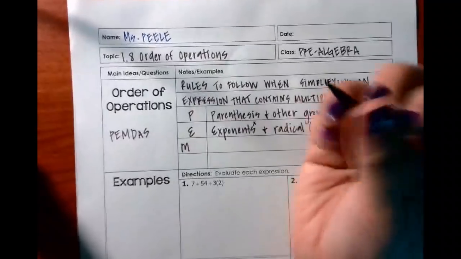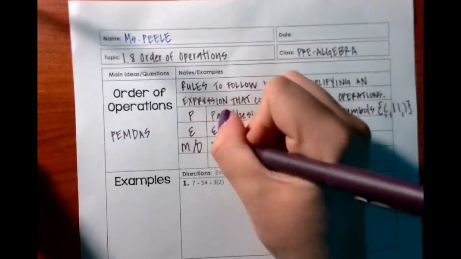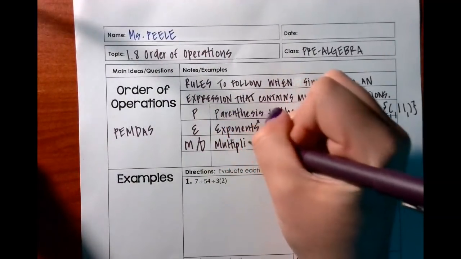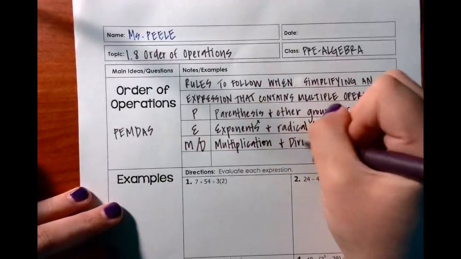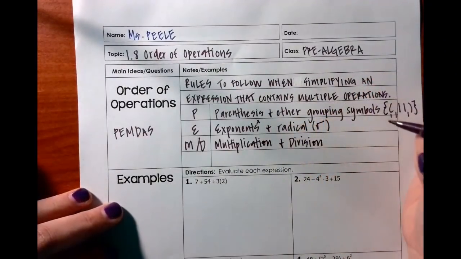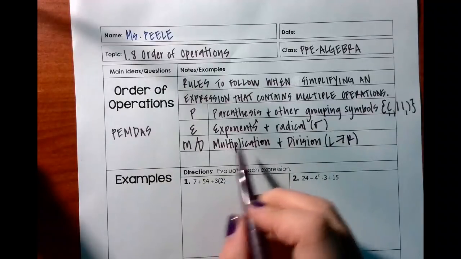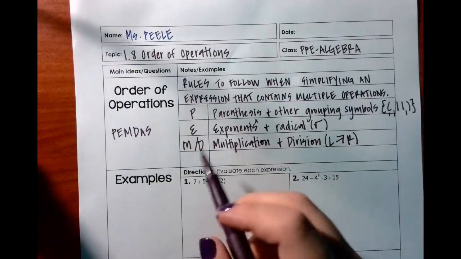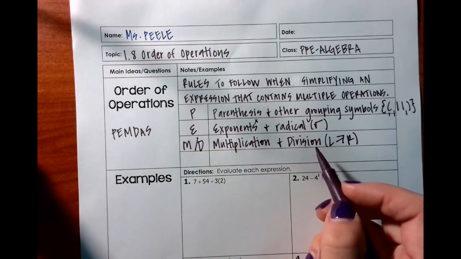Now, for M and D, you're going to do M/D. So, M/D means multiplication and division. Now, what's important about this is we do things from left to right. Meaning that if we encounter division first from the left to the right, we're going to do the division first before the multiplication. If we go from left to right and we encounter multiplication first, then we're going to go to division afterwards.